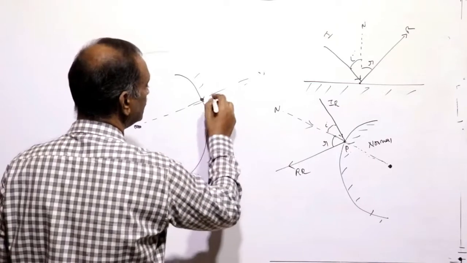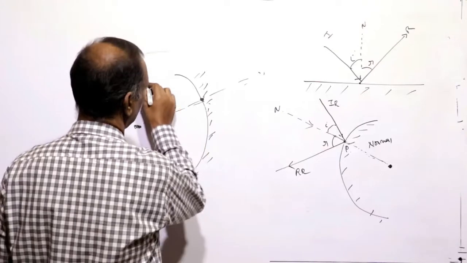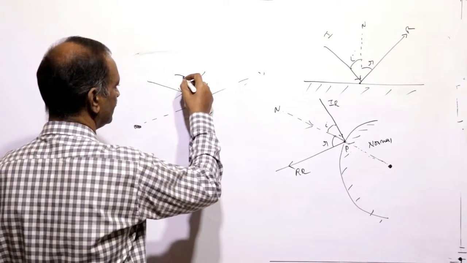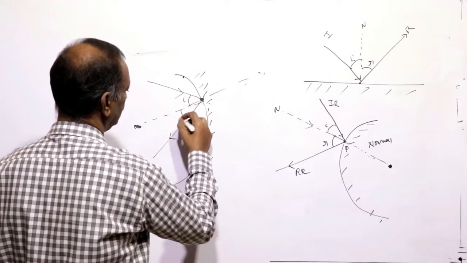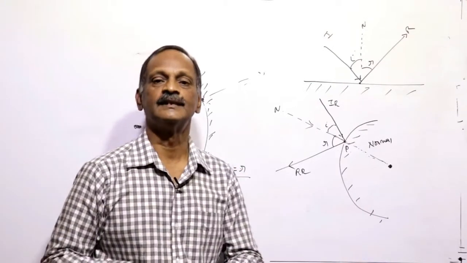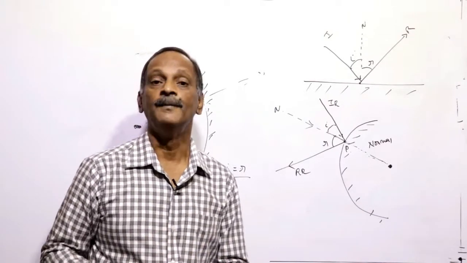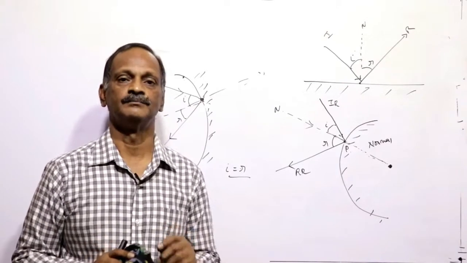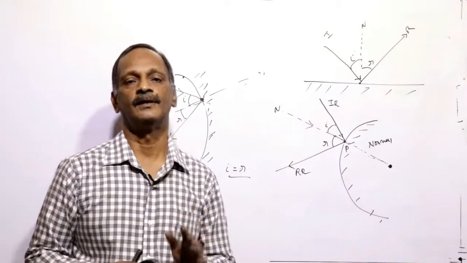Because this is a coated surface, no light will pass through. So if light is coming like this, this is a reflecting surface. This surface is reflecting, so light will be reflected like this. This will be I, this will be R, and I is equal to R as far as reflection is concerned. But if refraction is considered, the angle of incidence will certainly not be equal to the angle of refraction. But in case of reflection, the angle of incidence is equal to the angle of reflection.